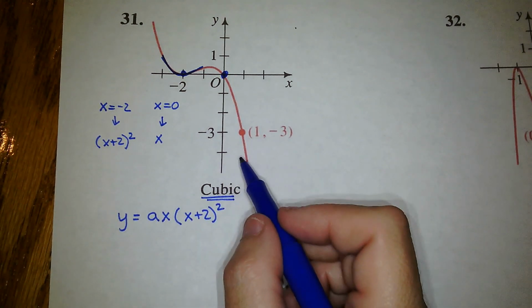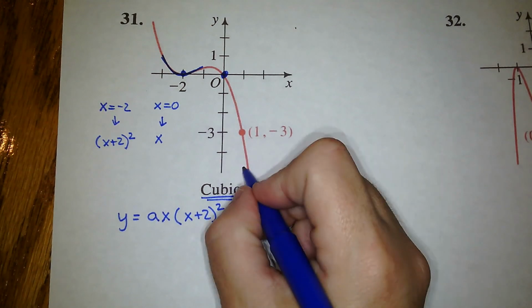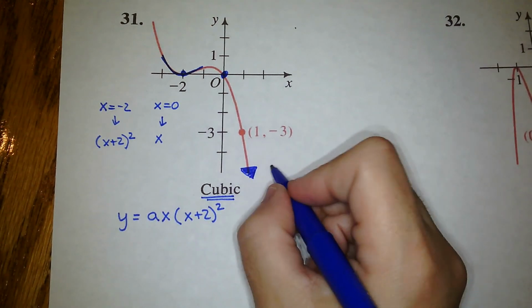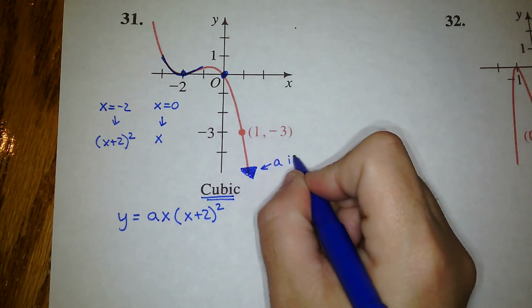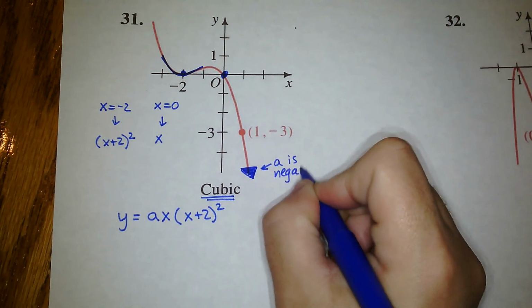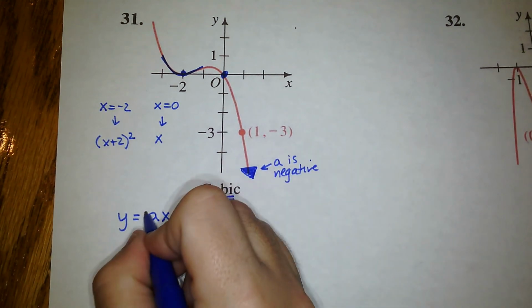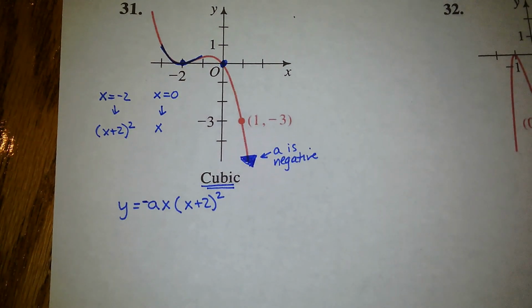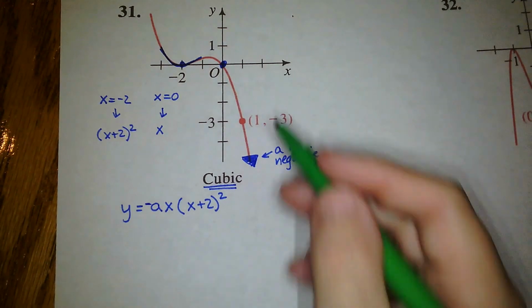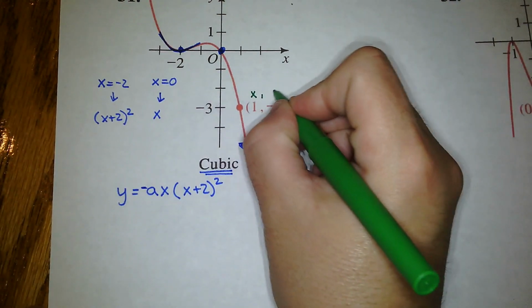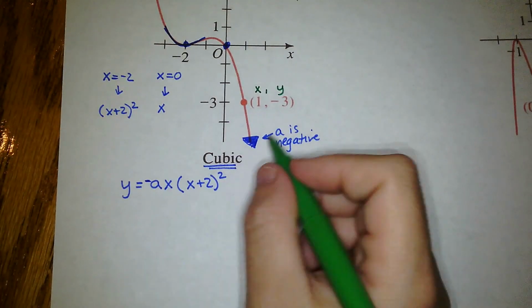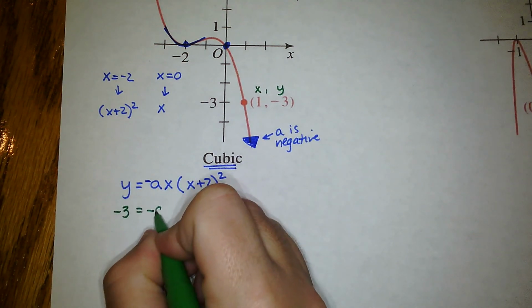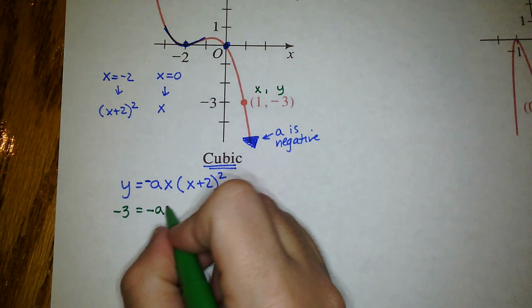Then we have to check and see what kind of a we have. Go to the end. It's pointing down. That means a is negative. So we're going to put a negative on the a, and we're ready to plug in. Now the point that they ask us to plug in is 1, -3. So everywhere I see a y, I'm going to put a -3, and everywhere I see an x, I'm going to put a 1.